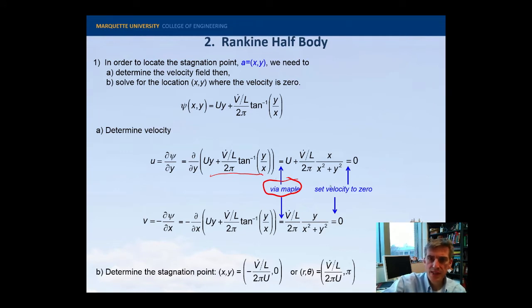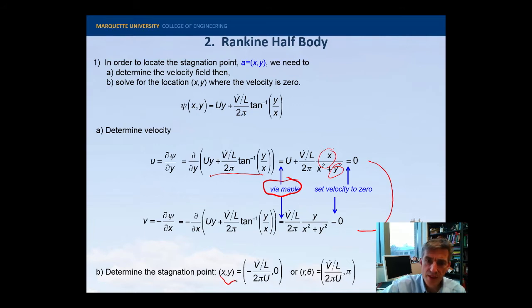All right, so we've set these equal to 0, and then we have two equations and two unknowns, x and y. So we just solve for them. So the stagnation point, A of x comma y, is equal to negative the flow rate per unit length, that's the flow rate of the point source per unit length, divided by 2 pi u, the velocity strength. So it makes sense that the standoff distance for the stagnation point would be some function of both the strength of the source and the strength of the free stream.